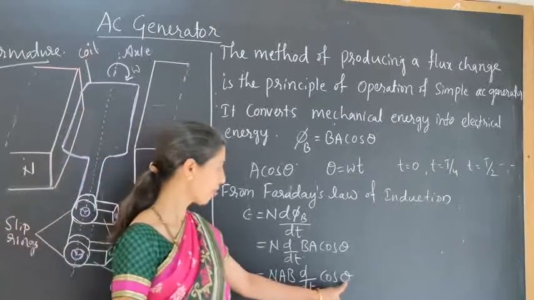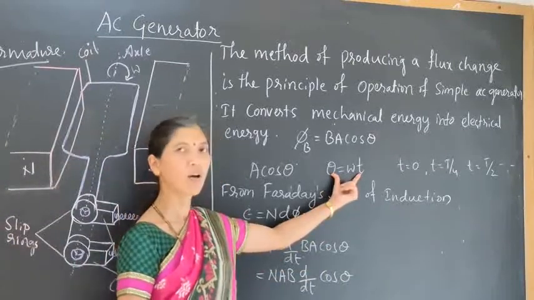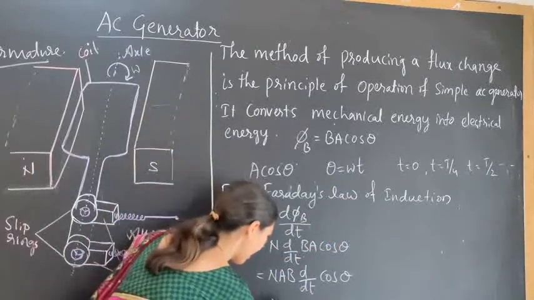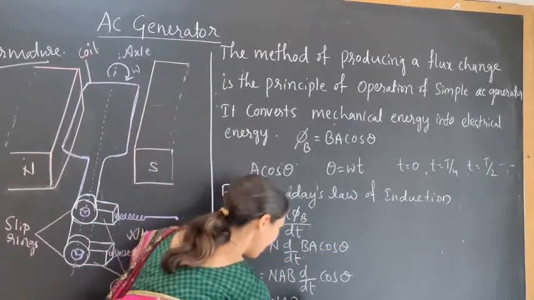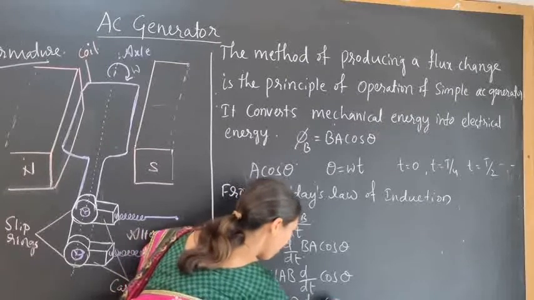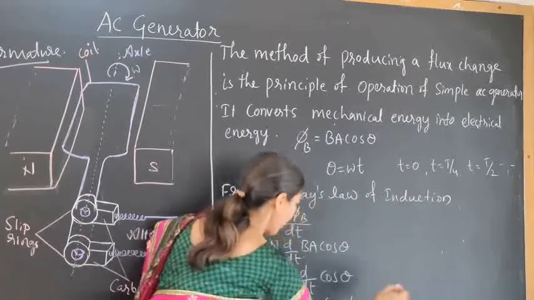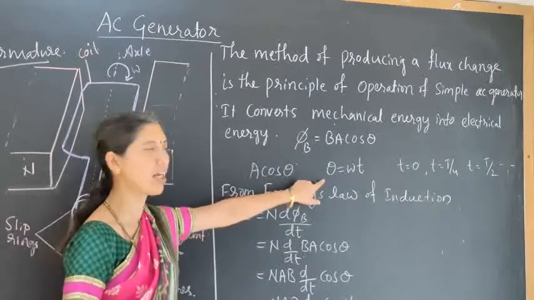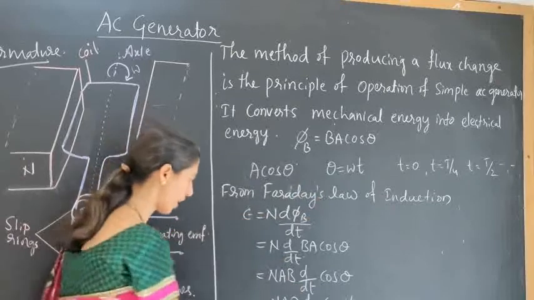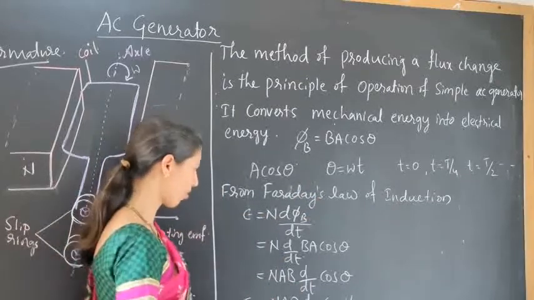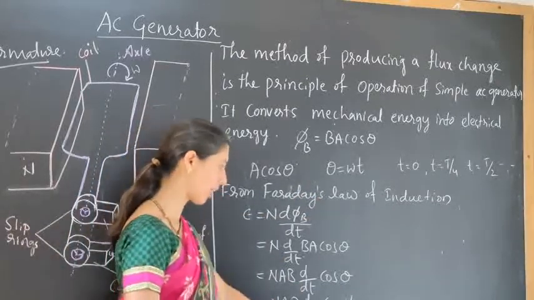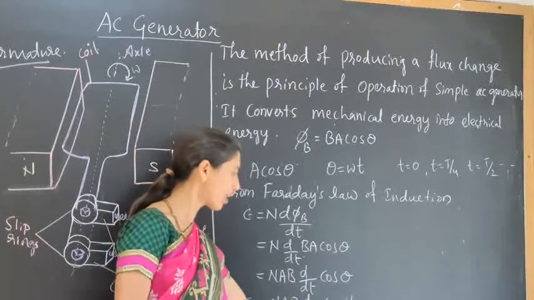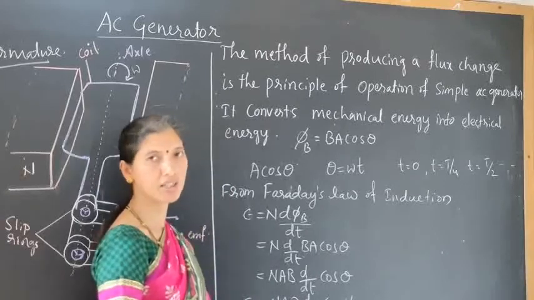Now I will substitute this value of theta as omega t. So this is equal to n A B d by dt of cos omega t. I have just substituted the value of phi B and theta. So finally we have got E is equal to n A B d by dt of cos omega t. Now we have to do this part, d by dt of cos omega t.